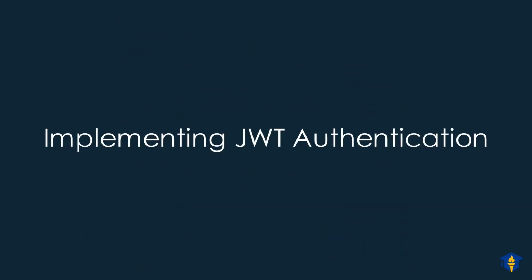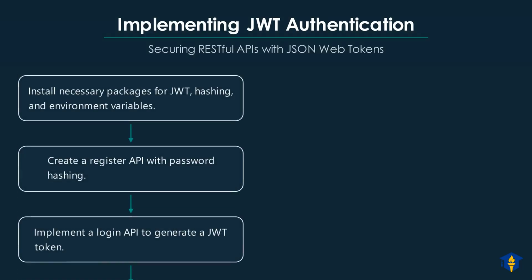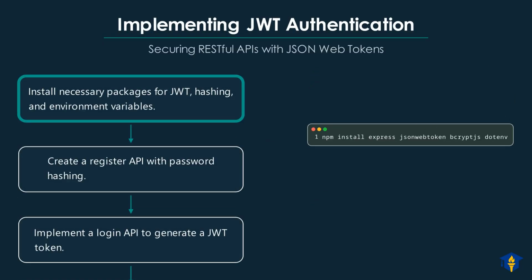In this section, we will implement JWT authentication, securing RESTful APIs with JSON Web Tokens. We will walk through the steps to set up user registration, login, and protect routes using JWT. First, install the necessary packages for JWT, password hashing, and environment variables using NPM. You will install Express, JSON Web Token, bcrypt.js, and dotenv to handle authentication and secure data.